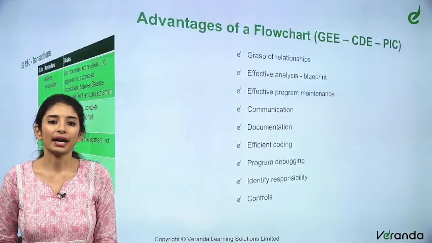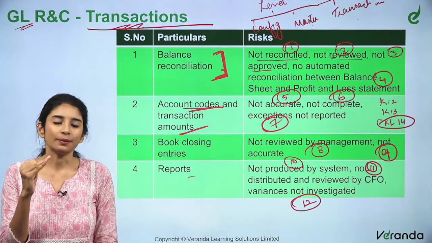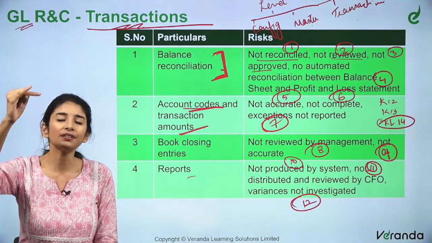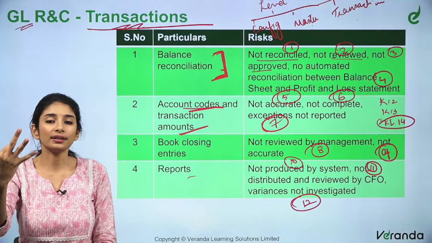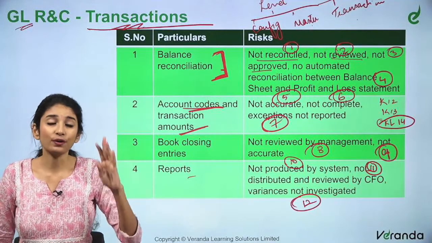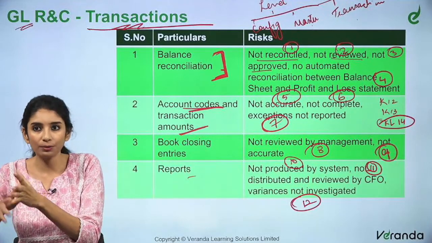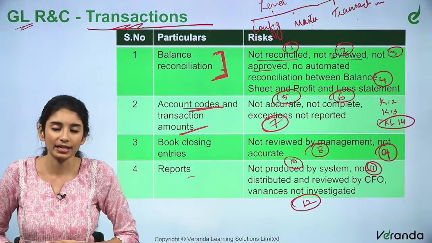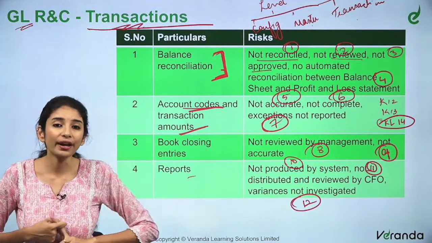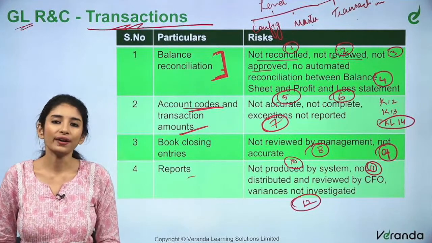Advantages of a flowchart: GEE, CDE, PIC. Okay, quickly. G stands for grasp of relationships. E, effective analysis of the blueprint. And another E stands for effective program maintenance. CDE: C stands for communication, documentation, and D for effective coding. A flowchart will help the programmer or the coder to code the program in a very nice manner. Then PIC: P, program debugging; I stands for identifying responsibility and C stands for control. Easy or very easy? Very easy.